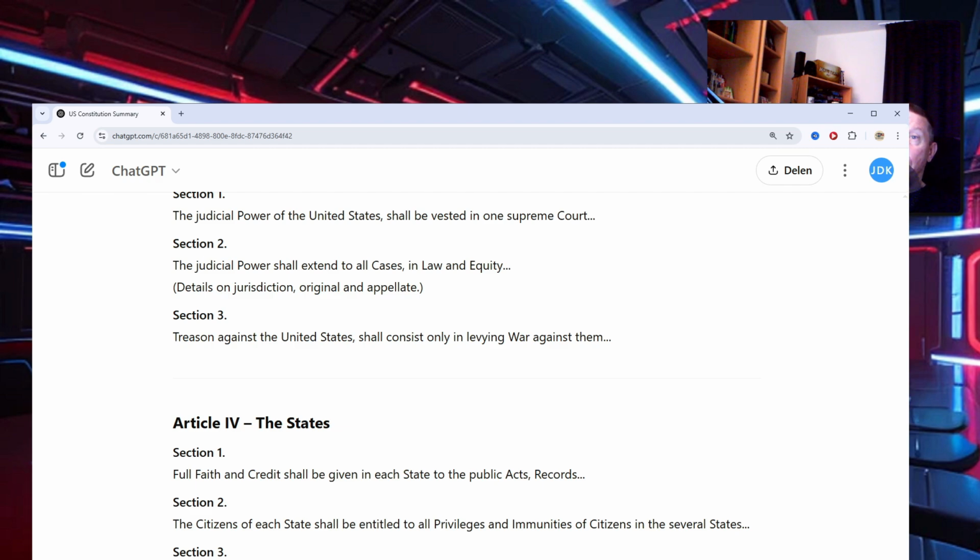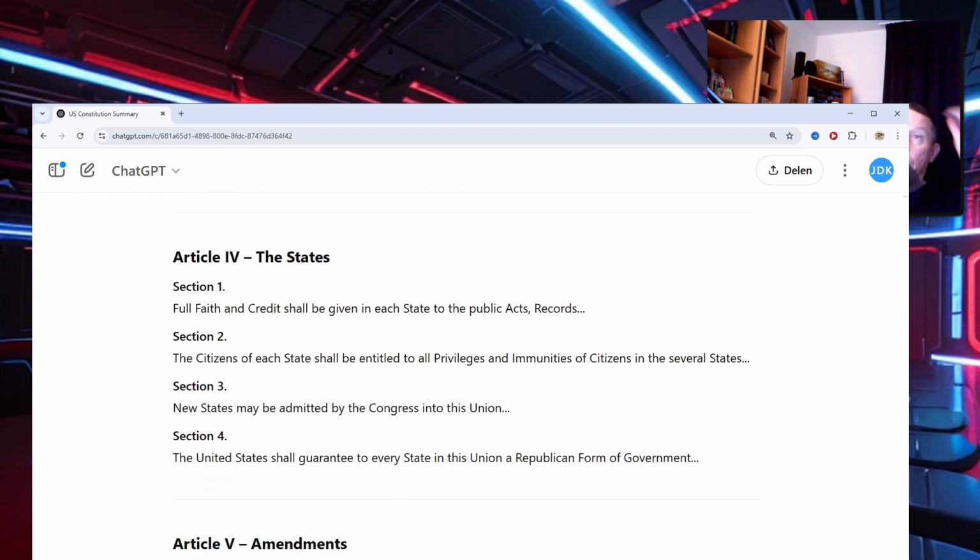Section 3, new states may be admitted by Congress into this union. So Congress can add a new state. Section 4, the United States shall guarantee to every state in this union a republican form of government. In every state in this union, a republican form of government. So democratically selected, and those are the governments.